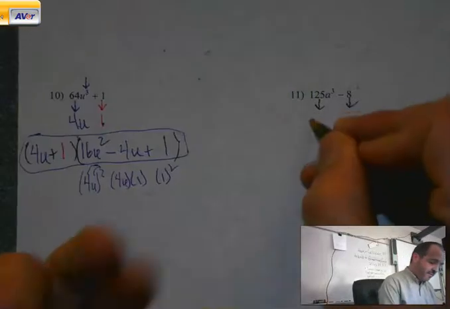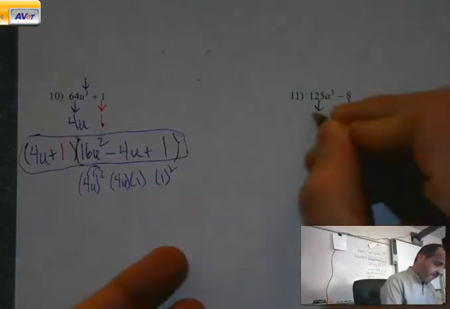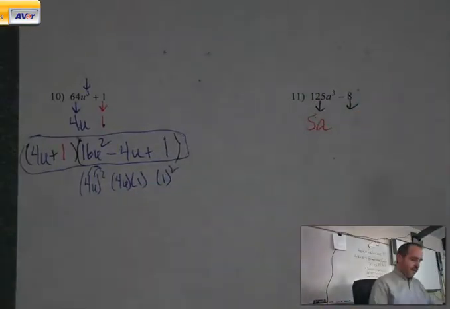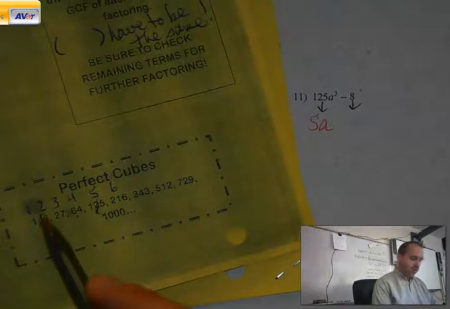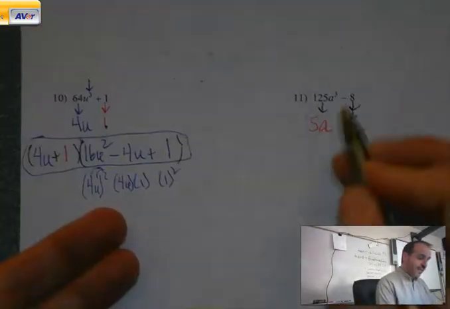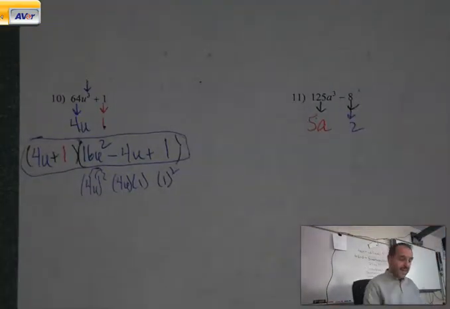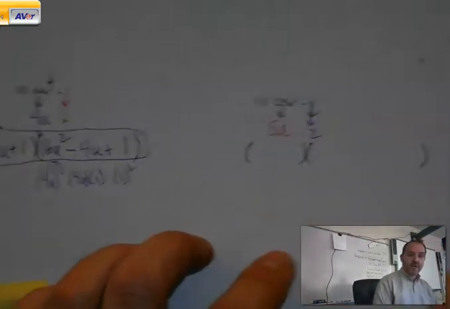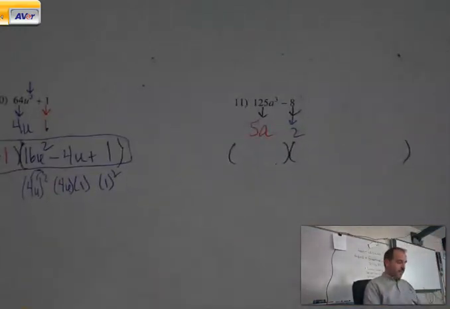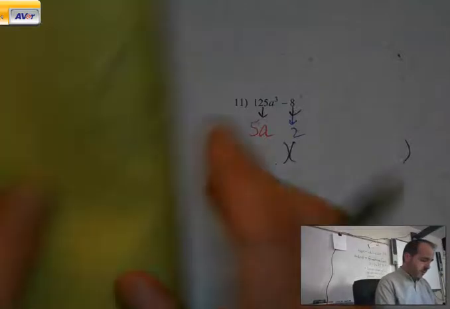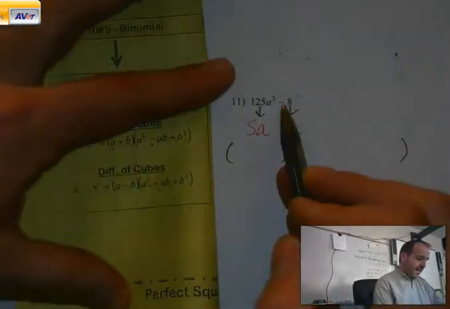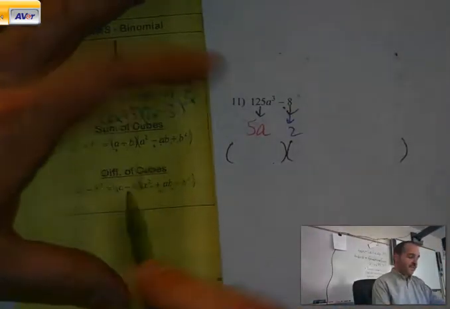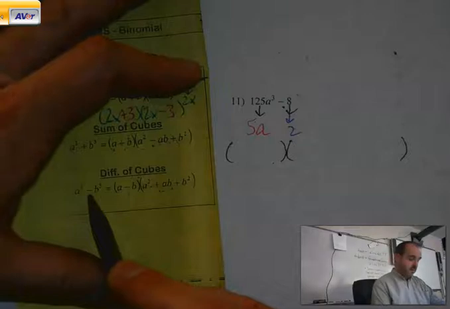125 is 5. So 5a. 8. 8 is 2. Notice I didn't take the negative. The signs take care of themselves when I go to make my form here. So again, the form. This time, since it's minus in the middle, it's difference of cubes because it's minus.